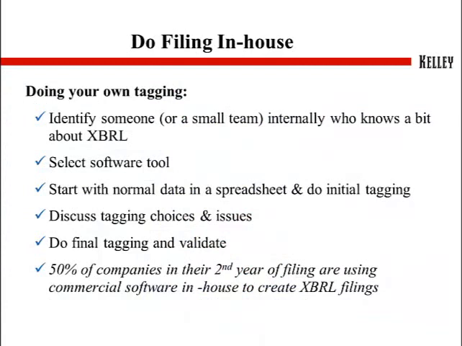The second option is do filing in-house, and this would be a do-it-yourself tagging process. First of all, a company would have to identify someone or a small team internally who knows a bit about XBRL. They would have to select a software tool, start with normal data in a spreadsheet, and do some initial tagging. The team would discuss tagging choices and issues, do some final tagging, and then validate the XBRL file. And 50% of companies in their second year of filing are using commercial software in-house to create XBRL filings.